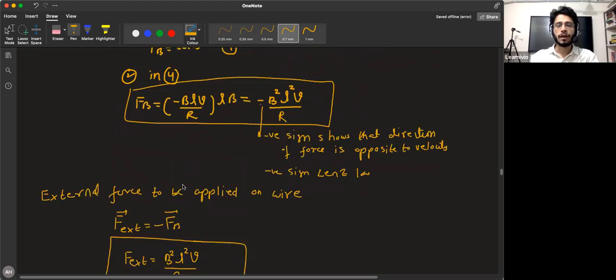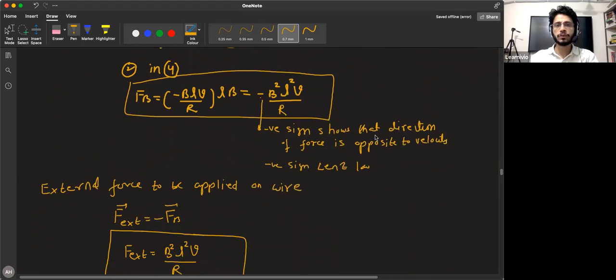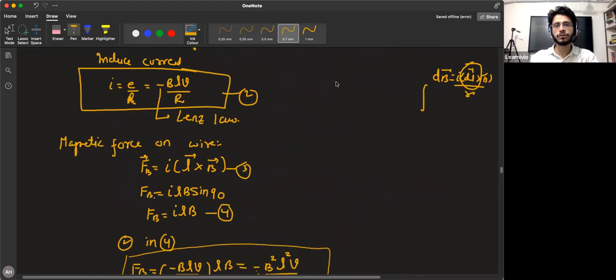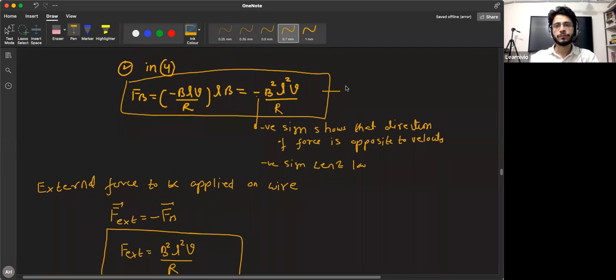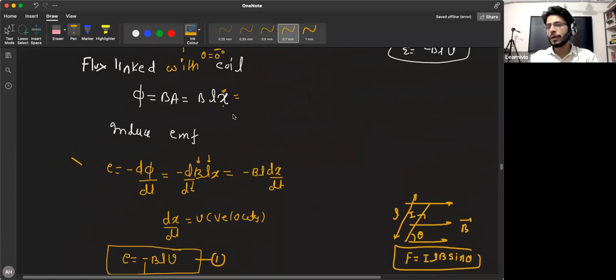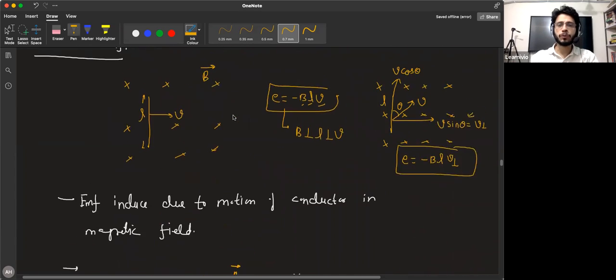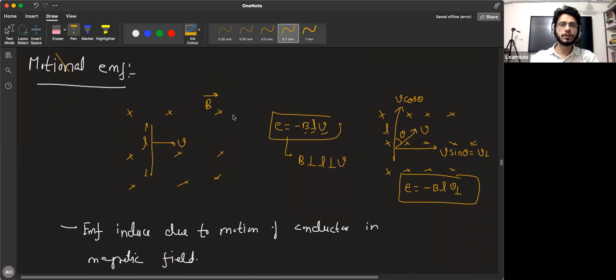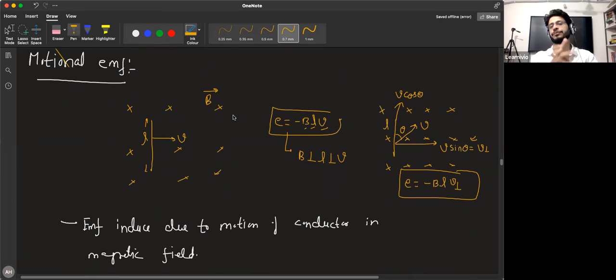Next. After this external force, what else we can do is, this is equation 3. Just note it down. Then we will calculate power. We'll also prove that energy conservation is obeyed here. Just note it down, and tell me your doubts when you are taking the notes.